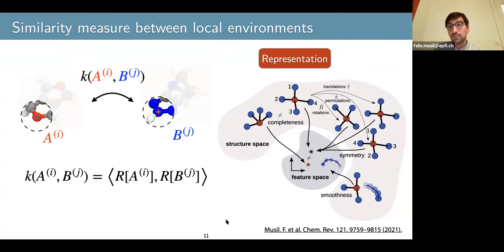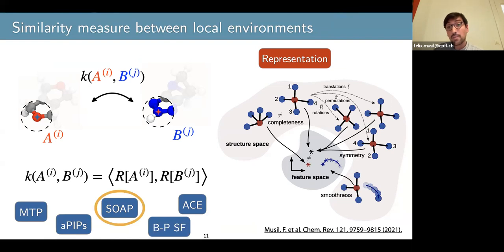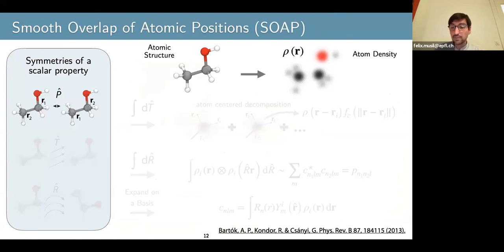This complex set of criteria has led to the emergence of many representations, among which you will probably hear during this week: atomic cluster expansion, smooth overlap of atomic positions, moment tensor potential, atomic permutationally invariant polynomials, Behler-Parrinello symmetry functions. But for this tutorial, I will focus more on the SOAP representation. This introduction will also give you an idea of how these other representations might look, or help you understand a bit better what they do with the Cartesian coordinates and the identities of the atoms.